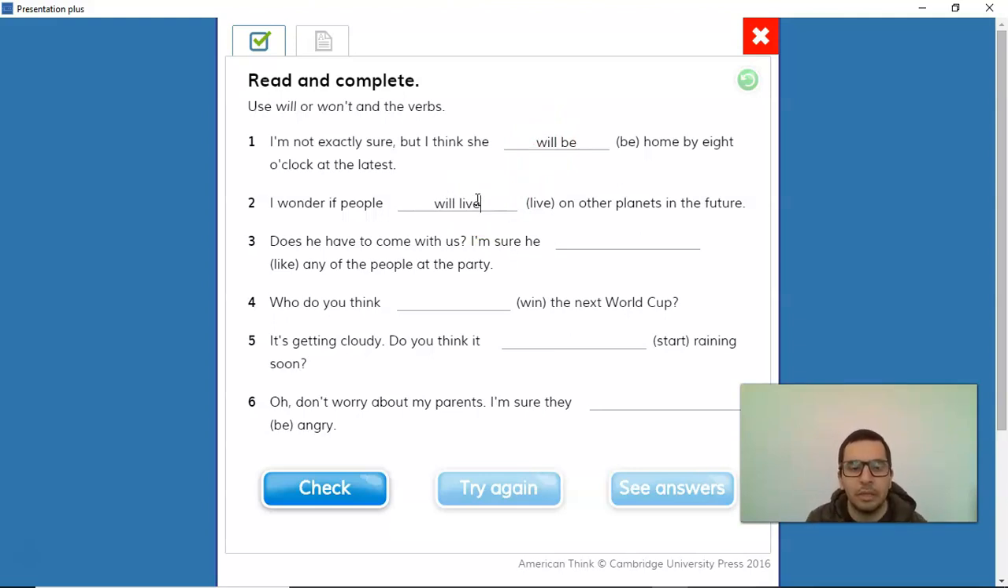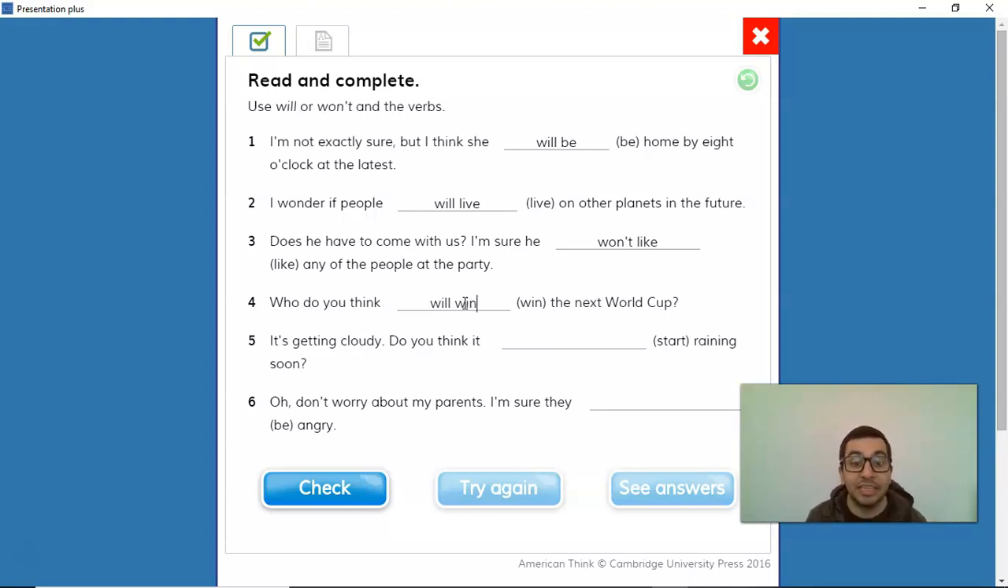Number 3, does he have to come with us? I'm sure he blank like any of the people at the party. So there's a level of certainty that he will not like people at the party. So he won't like any of the people at the party. Number 4, who do you think blank win the next World Cup? Okay, so who do you think will win the next World Cup?